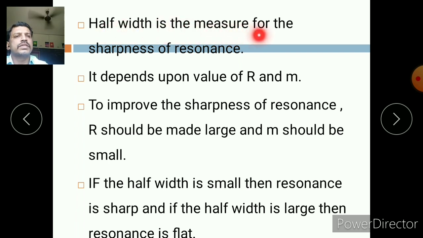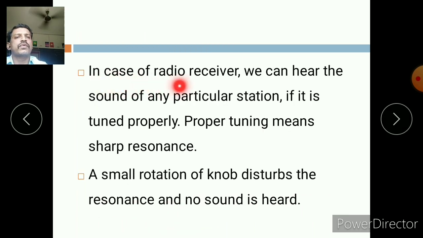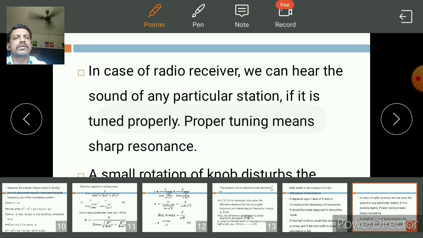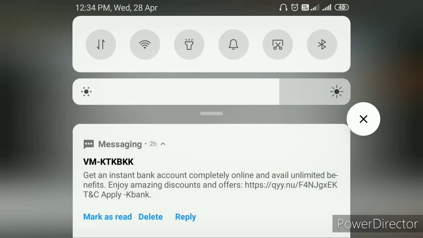Half width is the measure of the sharpness of resonance. It depends upon the values of r and m. To improve sharpness of resonance, r should be made large and m should be made small. If the half width is small, then the resonance is sharp, and if the half width is large, then the resonance is flat. In the case of a radio receiver, we can hear the sound of any particular station if it is tuned properly. Proper tuning means sharp resonance. A small rotation of the knob disturbs resonance and no sound is heard. Okay, thank you.